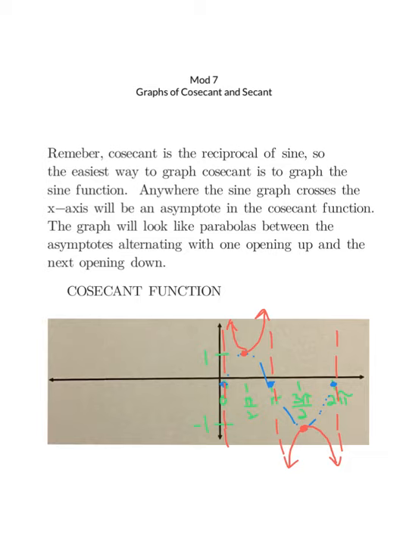So those red parabolic looking figures are the graph of the cosecant function. Just like all the others, this could go on forever and ever to the right and to the left. This is one period of the cosecant function. So the period length of the cosecant is 2 pi.